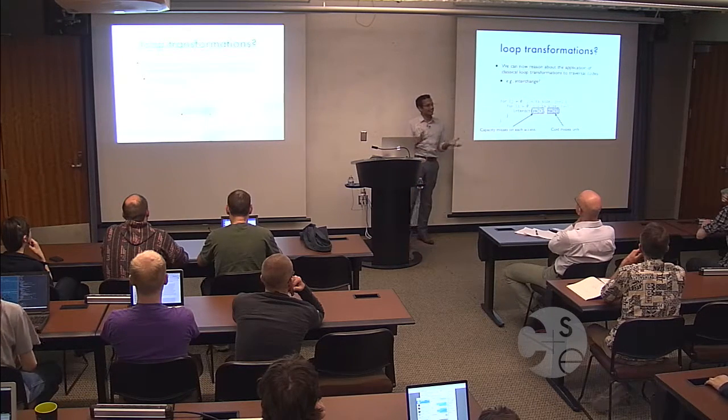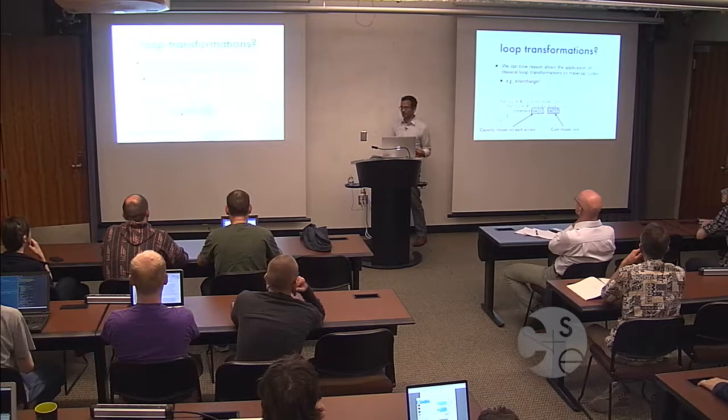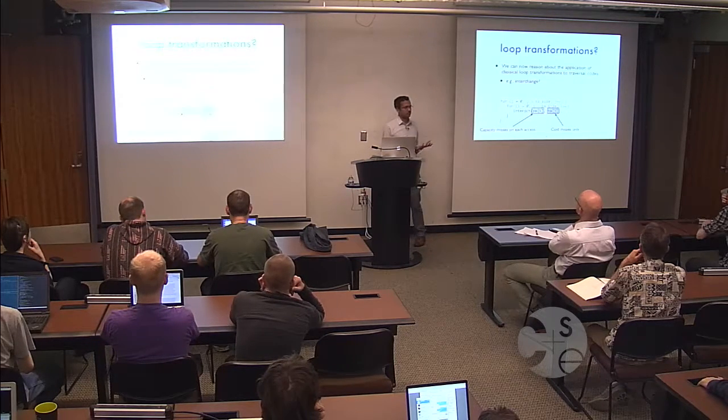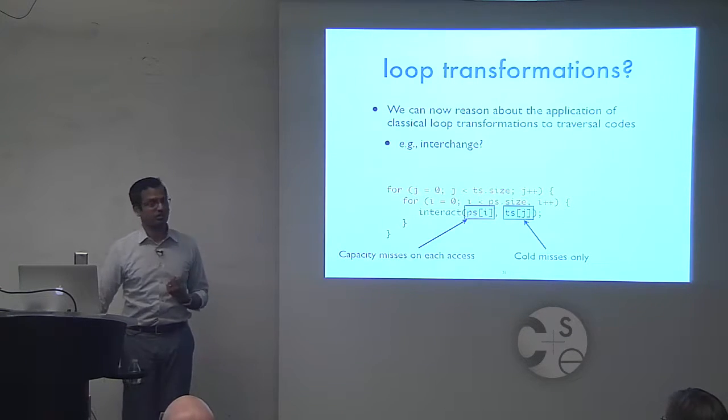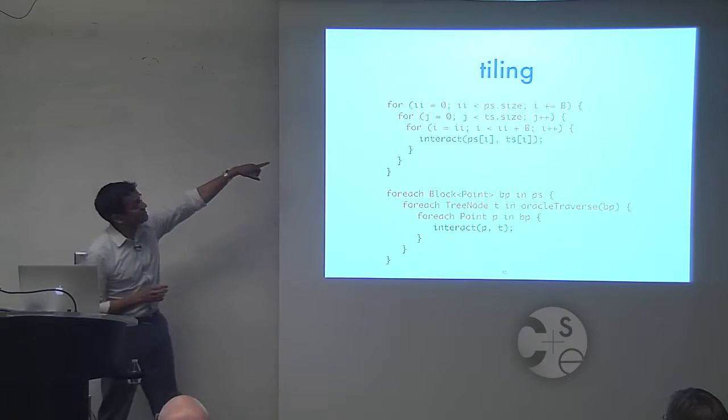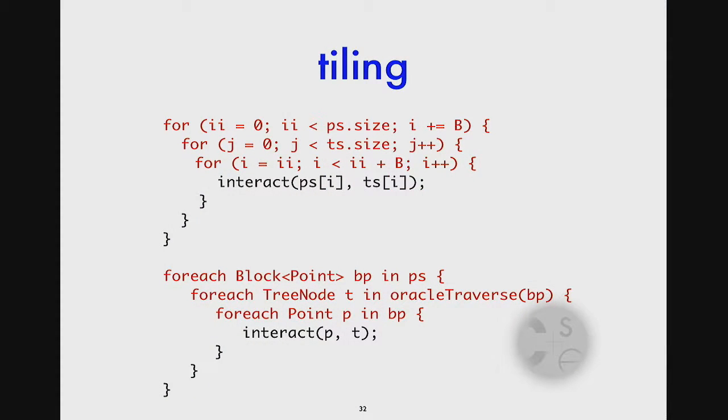OK. But nobody actually does interchange to get good locality in vector outer product. What do people actually do to get good locality in vector outer product? They do loop tiling. What does loop tiling look like? I'm going to grab a block of PS, and then I'm going to take a single node or single thing from TS, and then for every element of the block, I'm going to do my interaction. And then I'm going to move to the next block, and the next block, and the next block. That's what I do to get good locality in vector outer product.